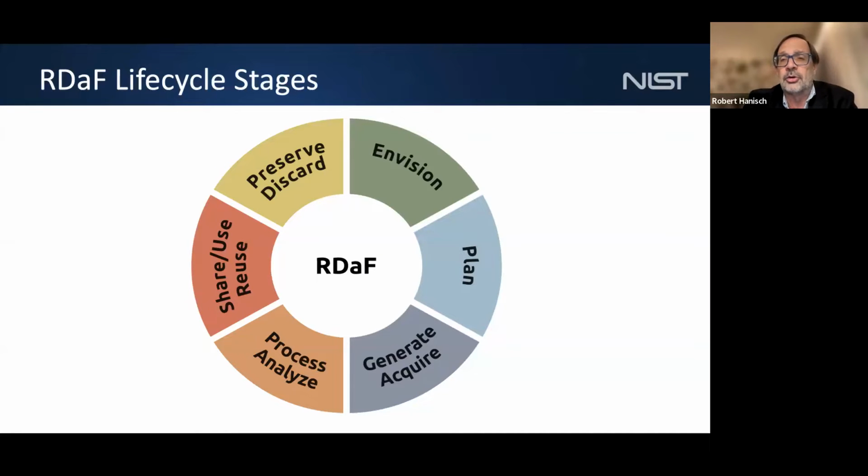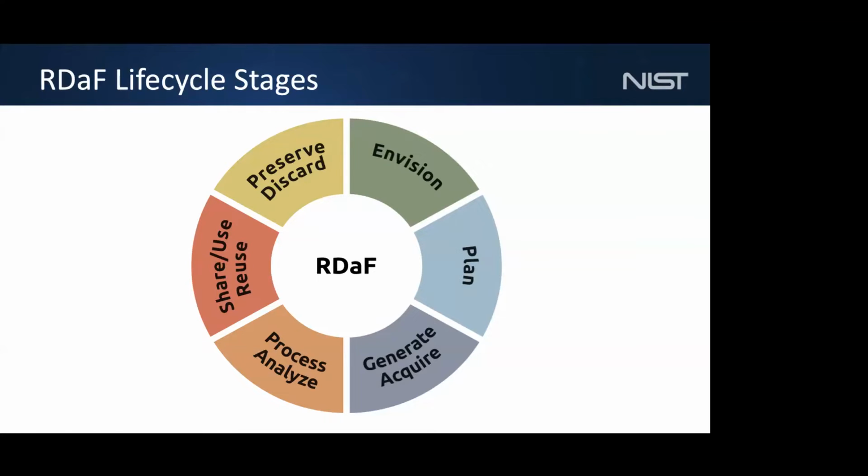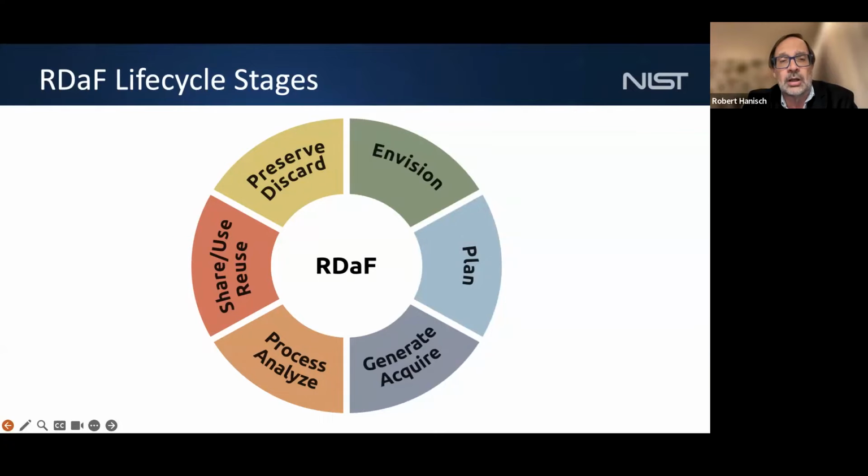Process and analyze is what do you do with that raw data in order to extract information. Do you use open source software? Do you use proprietary software? Do you write your own codes? And what are the statistical methods that are used? Share, use, and reuse is about, how do you store this data? How do you make sure that it is tagged with sufficient metadata, so that it is useful for others to understand, and it is reusable?